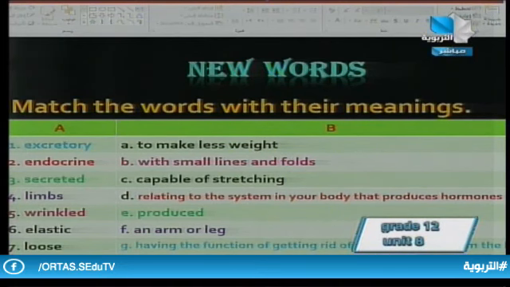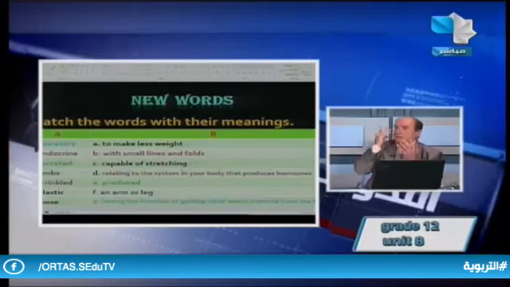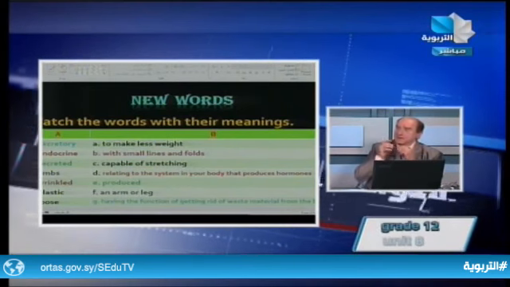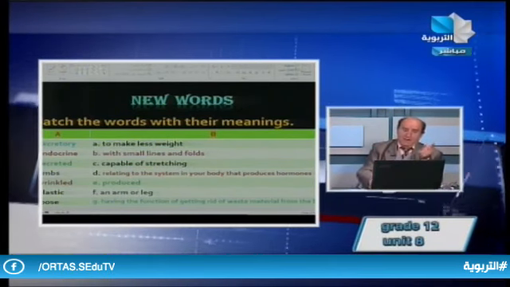Very nice. What about number 5, wrinkled? We've already explained it. It means to have or with small lines and folds. Of course, lines on the body, in the hands maybe, on the forehead, on the cheeks or face. Yes, good.